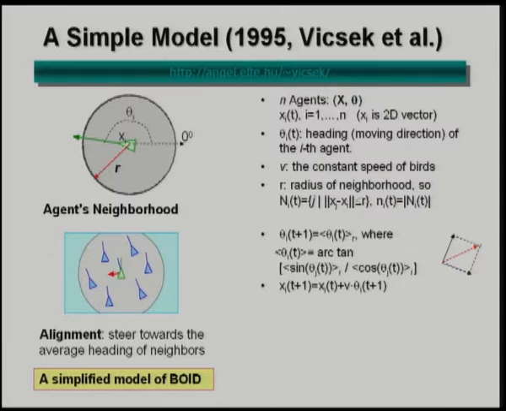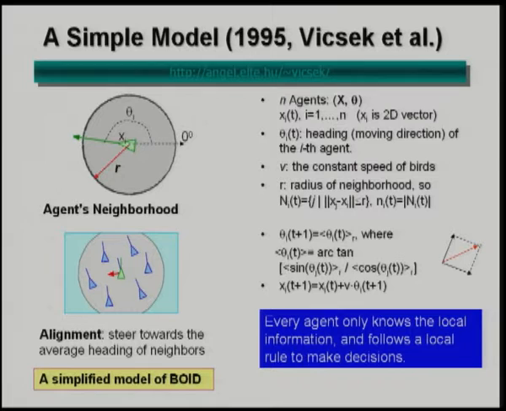I think many of you have heard about the Boids model, and actually there is a simpler model proposed by Vicsek and his colleagues, which we call the Vicsek model. In this model, agents move in a two-dimensional space with constant speed, but the heading varies. We define the neighborhood of each agent as a circle with radius R. That means an agent can only see or interact with other agents when the distance is less than R. The agent decides its heading for the next step based on a rule called alignment, that is, it tries to move towards the average heading of its neighbors. This is a very simple model: every agent only knows local information and follows a local rule to make decisions.